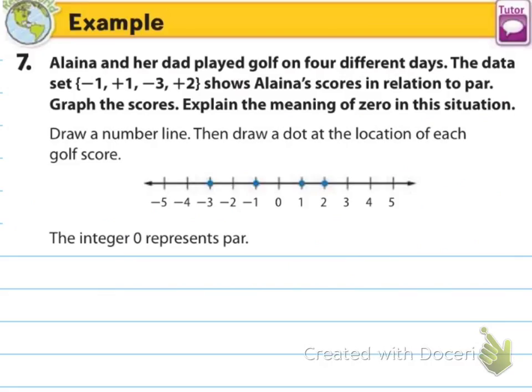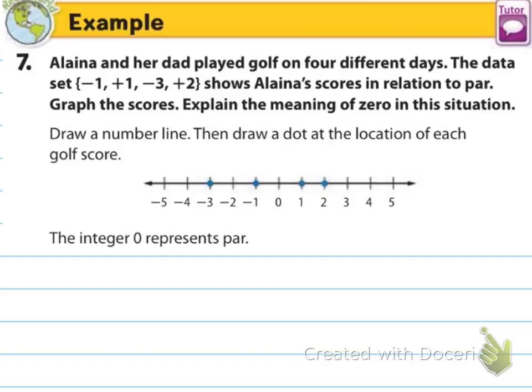All right, so number 7 says Elena and her dad played golf on 4 different days. The data set, -1, +1, -3, and +2 shows Elena's scores in relation to par. Graph the scores and explain the meaning of 0 in this situation. Draw a number line, then draw a dot at the location of each golf score.